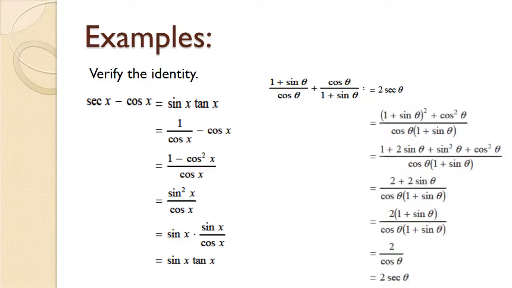As I said with this one, a good idea is to get them into one fraction. To do that, you have to get them a common denominator, which will be the product of the two existing denominators. So we end up with 1 plus sine x squared plus cosine squared. Then we multiplied out the 1 plus sine theta squared. That's where we get the 1 plus 2 sine theta plus sine squared theta. Sine squared theta plus cosine squared theta is 1, so we end up with 2 plus 2 sine theta. Factored out the 2, you have 2 times 1 plus sine theta. Those cancel, and you have 2 over cosine, which is 2 times the secant.